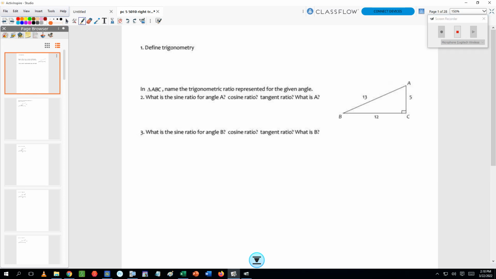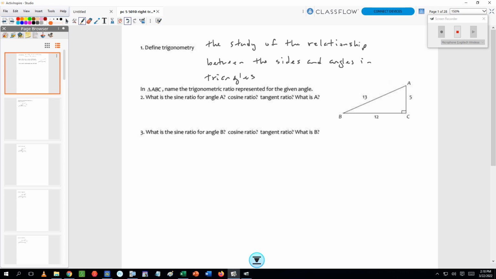Define trigonometry. Trigonometry is the study of the relationship between the sides and angles in triangles. They don't have to be right triangles, but usually you'll see right triangles in the definition.